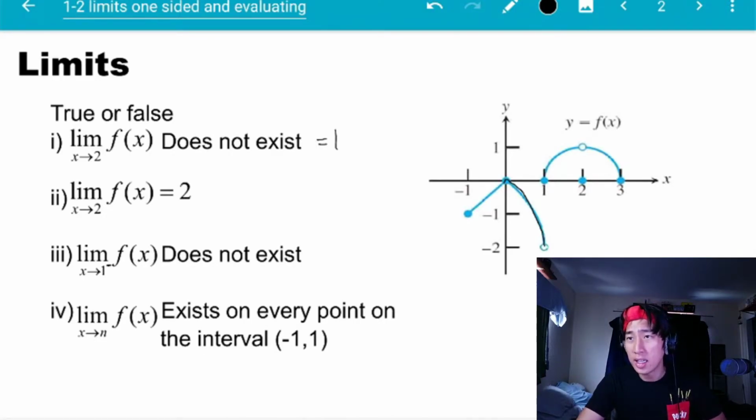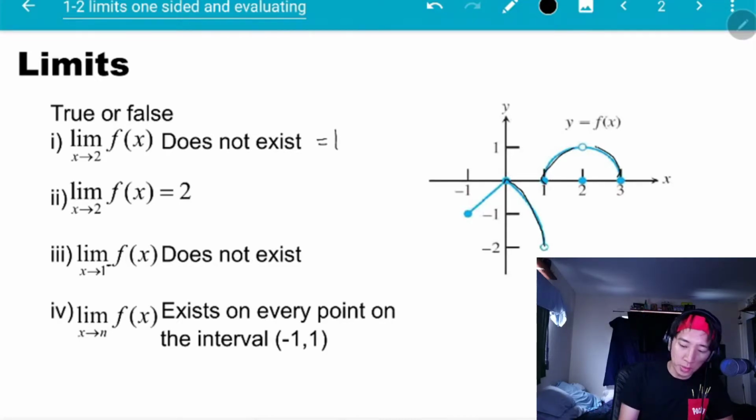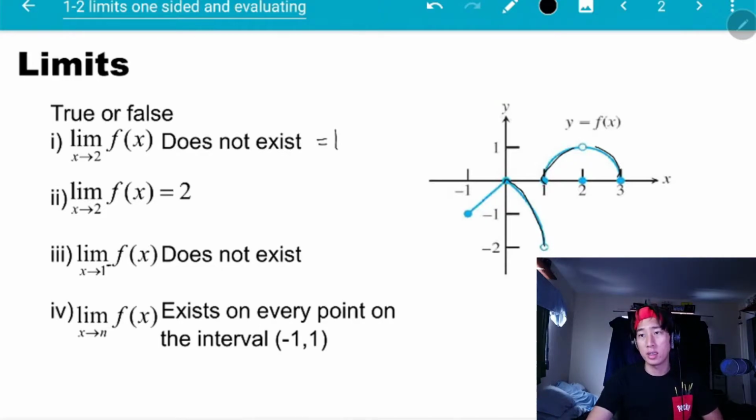Okay, I think Kaiki had a question. Let me see real quick. What was the answer to number 1? Okay, the answer to number 1, the limit does not exist, that was false. The limit does exist and the limit was 1 because from the left side here and the right side here, they're both approaching the same point, the same y value. Any other questions?